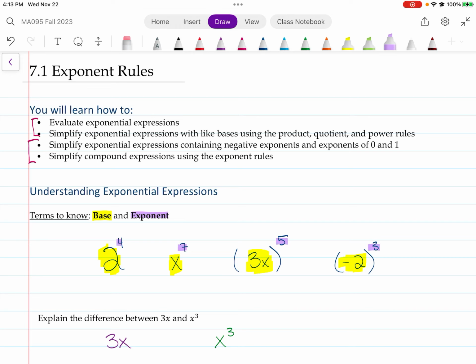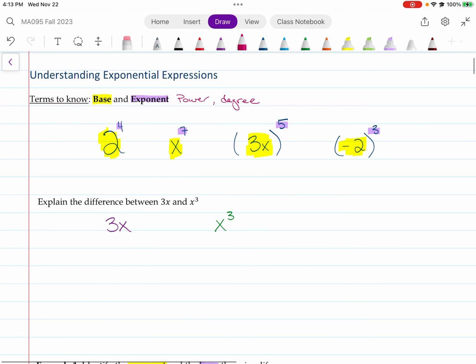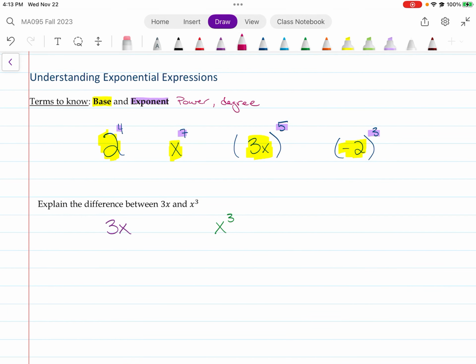So another word for exponent is power. So we will say to the power of 2. And another word that we use is the degree of the term. All right, so let's move on. Explain the difference between 3x and x cubed. So see if you can do it. So pause the video and think about it.